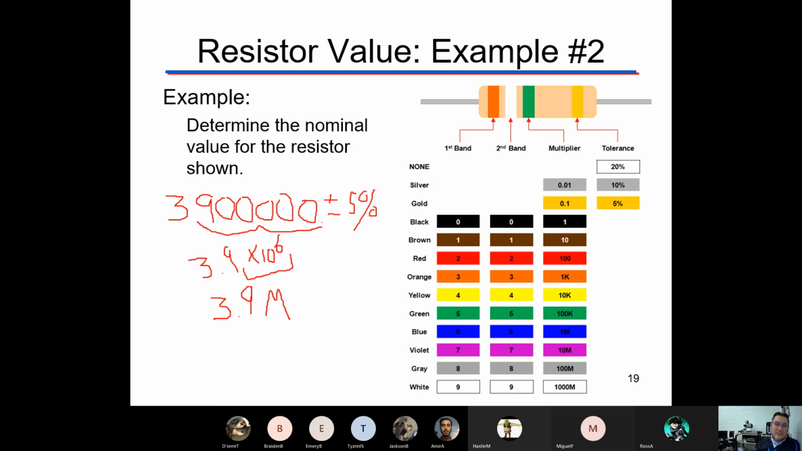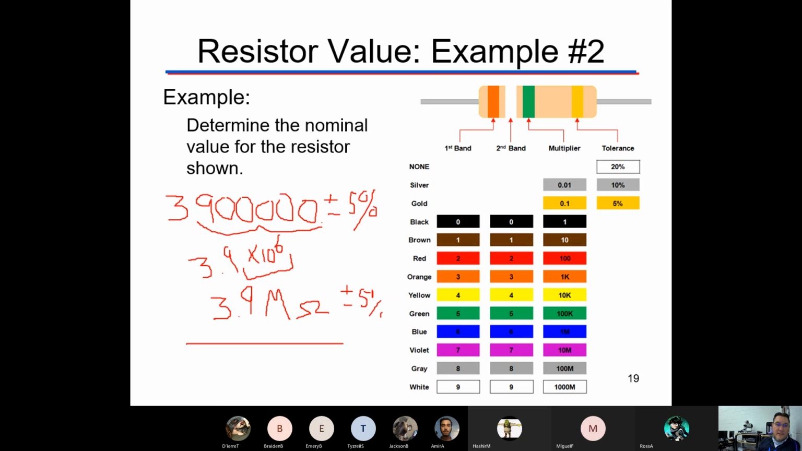Wait. Let me look at my book. All right. Okay. 10, yeah, mega. Yes, mega ohms plus or minus 5%. I put plus minus 5. Huh? I put plus and minus. You put plus or minus because it can go up or it can go down 5%. I still need my 5 though. Yeah, and so that would be your answer.